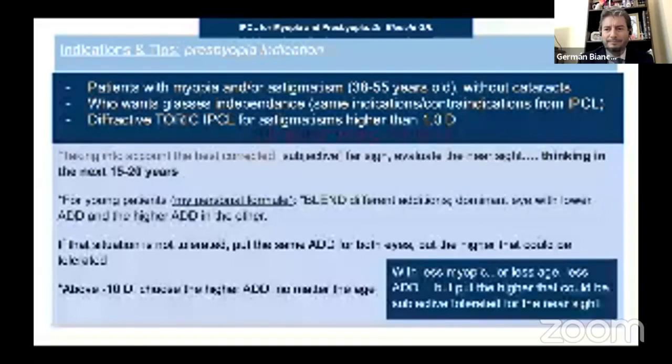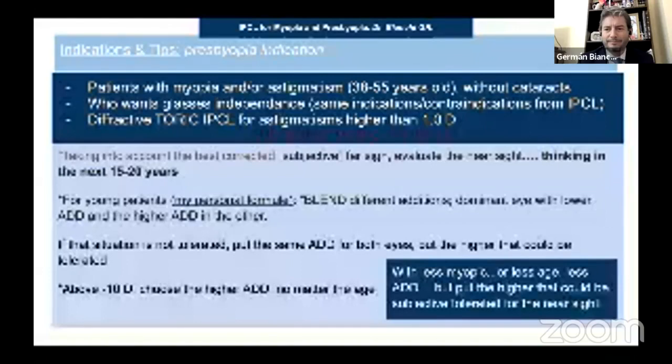For a younger patient, up to 45 or a little more, 48, I prefer the blend, with different additions between the dominant eye and the non-dominant eye. In the dominant eye I put the most addition that the patient tolerates, and in the non-dominant eye a little bit more, 0.5 or 1 diopter, if the patient tolerates that situation.